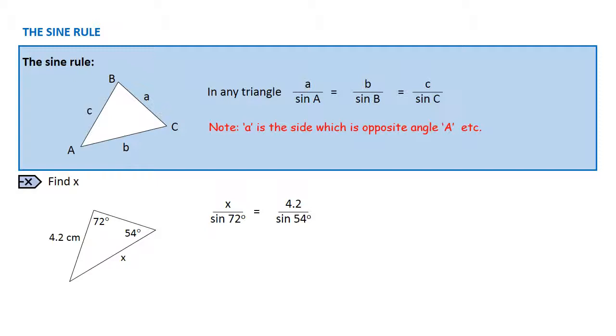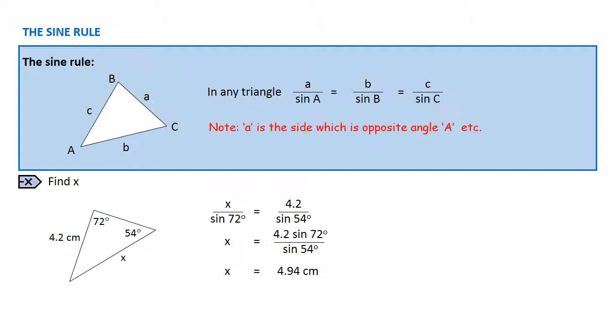Once you've got that set up, it's just a matter of transposing to make x the subject. In this case, we've got x divided by the sine of 72, and we want to get rid of that sine 72 on the bottom. So we're going to do the opposite of dividing by the sine of 72, which is multiplying both sides by the sine of 72. We'll get an expression for x, which we can evaluate on our calculator to find the answer. A couple of other points.